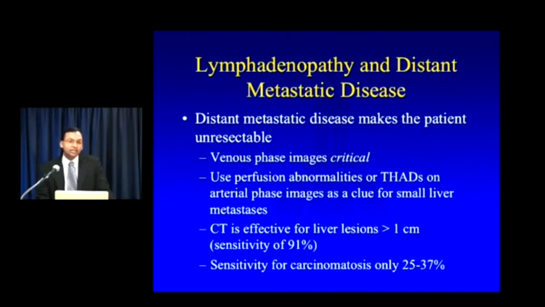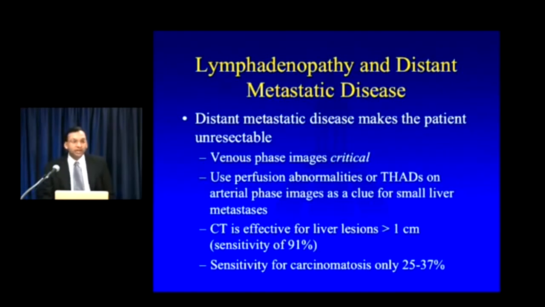Distant metastatic disease is critical. As I mentioned, distant metastatic disease automatically will make the patient unresectable. So if you have a liver metastasis or obvious signs of carcinomatosis, that patient is not going to go to the operating room. Now, the venous phase images are absolutely critical in determining the presence of metastatic disease, especially to the liver.